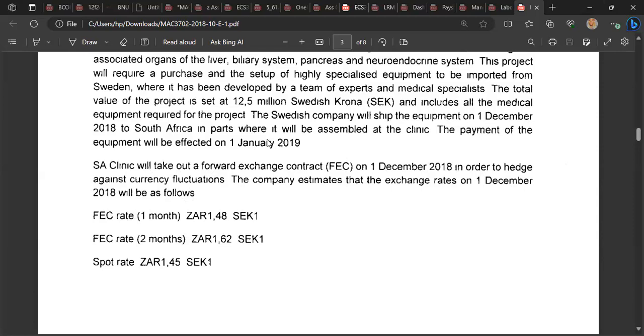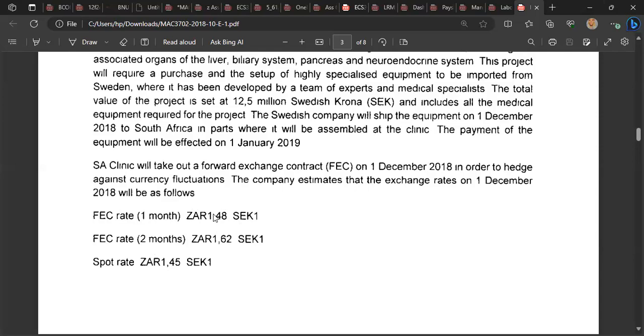If the payment were in 2 months time, say on the 1st of February, then we were going to use that rate, right? It's fine. We went into the agreement when the rate was 1.45, but we disregard this rate because we are not going to make a payment based on this rate, but based on that rate. So the money that we need to raise is based on the forward exchange contract.